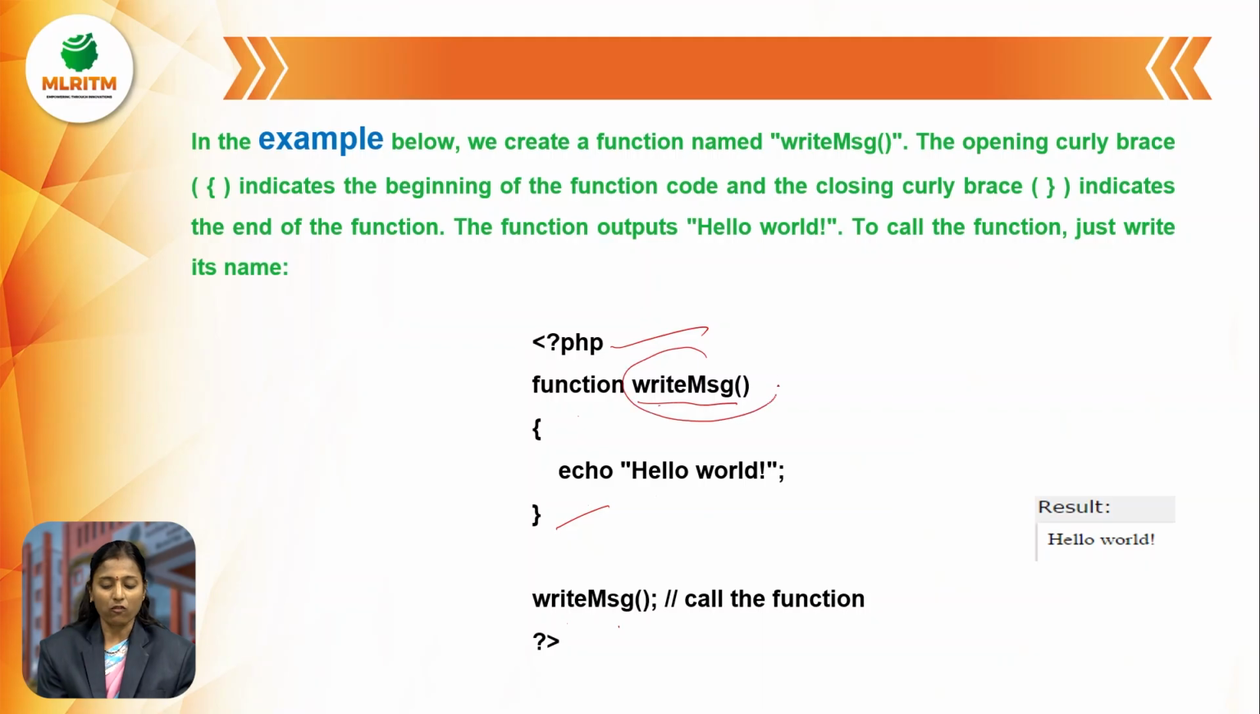Here, the function name that we are writing, writeMessage, that will be the calling of the function. Then the result will be hello world. Okay, to call the function, we just write its name. The output is hello world. Okay, this is an example of a function: how we create a function name and how we execute code. In this bracket, the code should be written, and that code will be executed.